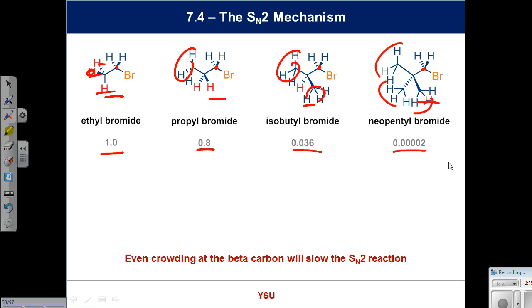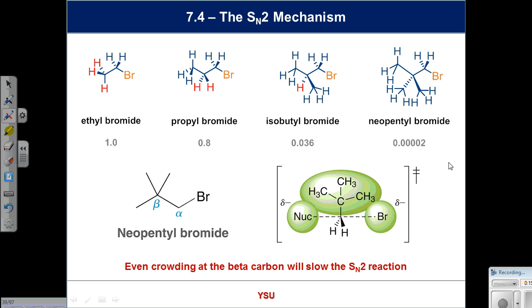So what that tells you is, yes, primary, secondary, tertiary makes a difference, but even within primary systems, if you have stuff next door, it gets in the way. And it can get in the way to the point where it's thousands and thousands of times slower. You'll see that in biochemistry. That's how you can tune things in biochemical systems, by being very subtle. So that will have an effect on the SN2 reaction, and there's a picture to show why.